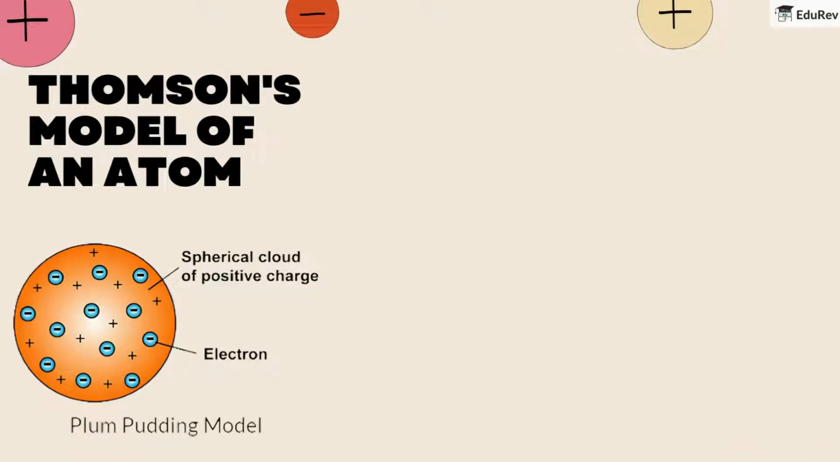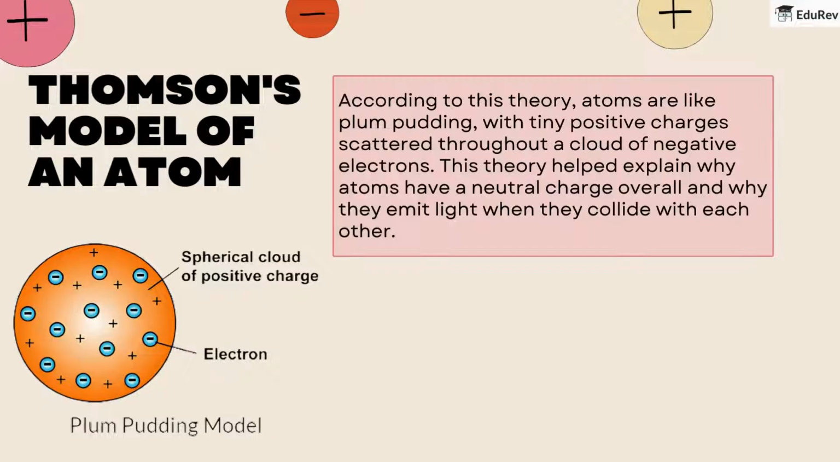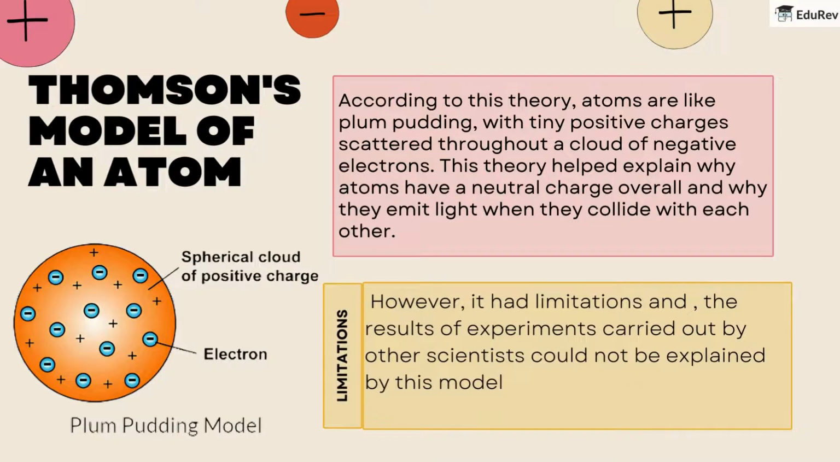One of the earliest models of an atom was Thomson's model. He proposed that atoms are like plum pudding, with tiny positive charges scattered throughout a cloud of negative electrons. This model helped explain why atoms have a neutral charge overall and why they emit light when collided. However, it had limitations and the results of experiments carried out by other scientists could not be explained by this model.